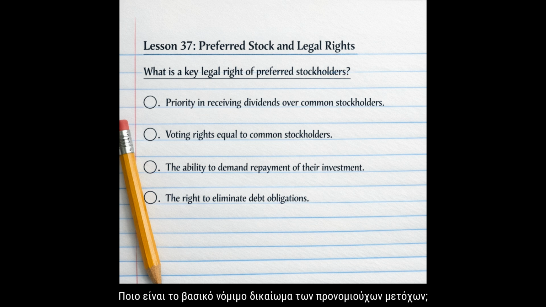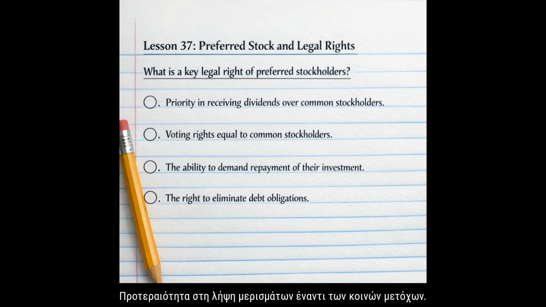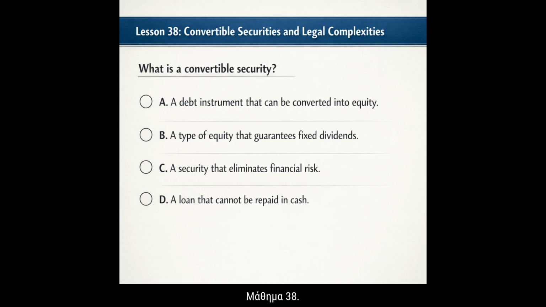What is a key legal right of preferred stockholders? A. Priority in receiving dividends over common stockholders. B. Voting rights equal to common stockholders. C. The ability to demand repayment of their investment. D. The right to eliminate debt obligations. Lesson 38. Convertible securities and legal complexities.